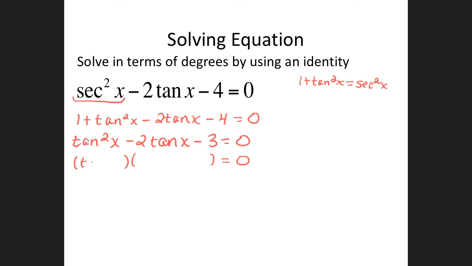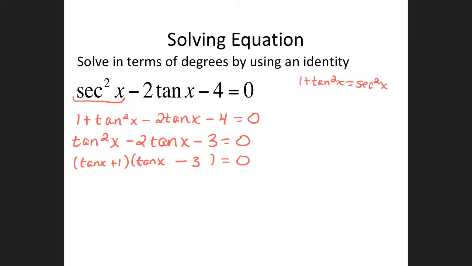I know a tangent times a tangent is going to give me a tangent squared. I know that a -3 times a +1 will give me a -3 when I multiply, and they will also add to -2 tangents in the middle. So again, I can always check my work by multiplying this back out. Once I have my factors, I'm going to set my factors equal to 0 and solve these equations.